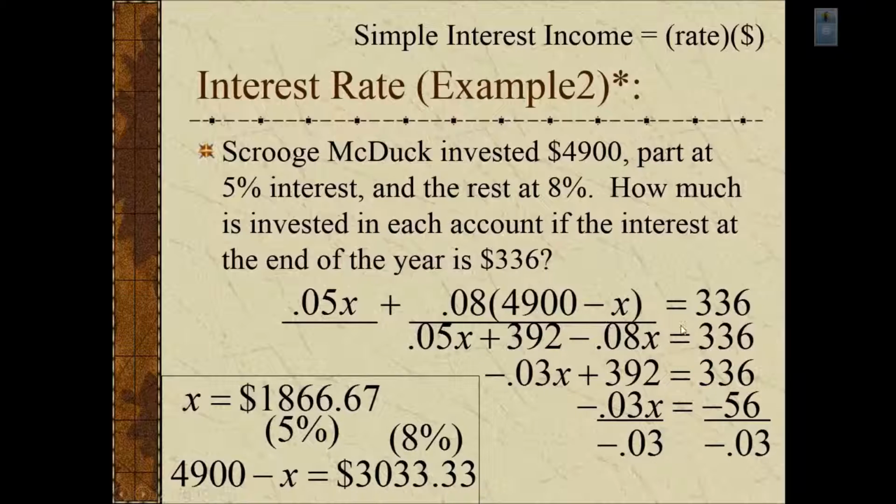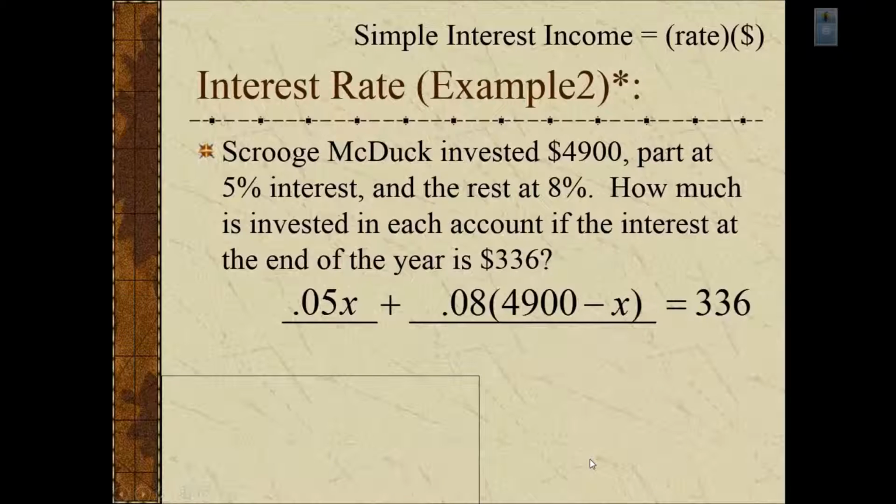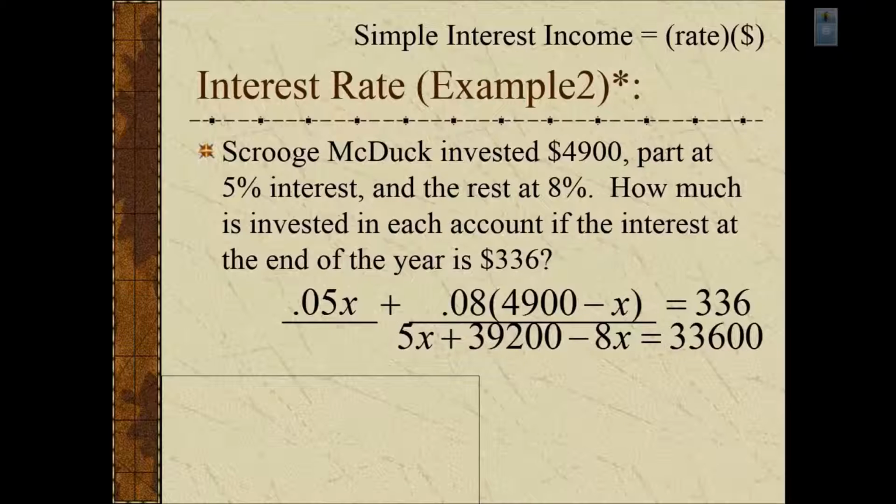Now, a lot of students are uncomfortable working with these decimals, so let me show you a slightly different way to solve this problem. And this goes back to one of the lessons I talked about on solving linear equations. A common thing that we do with linear equations is that we can multiply all the terms by 10 or 100 or 1,000 to be able to clear decimals. In this case, each of these decimals was a 2-digit decimal, so I multiplied every term times 100. I got 5x, and I got 8 times 4,900, and I got 8 times negative x.